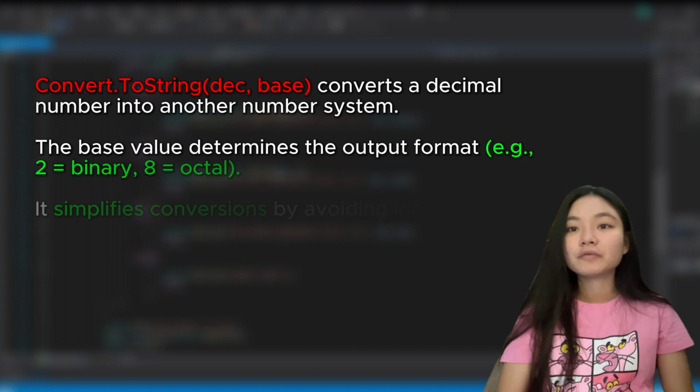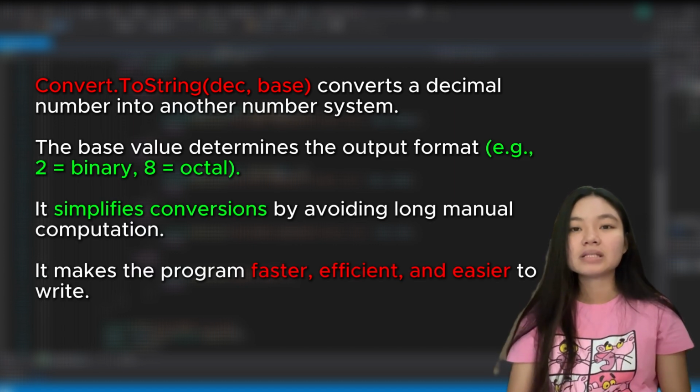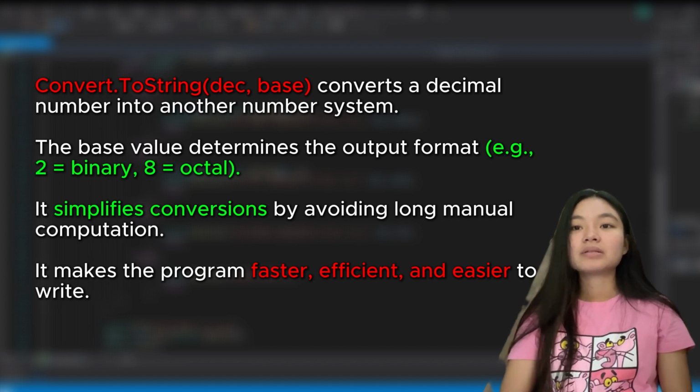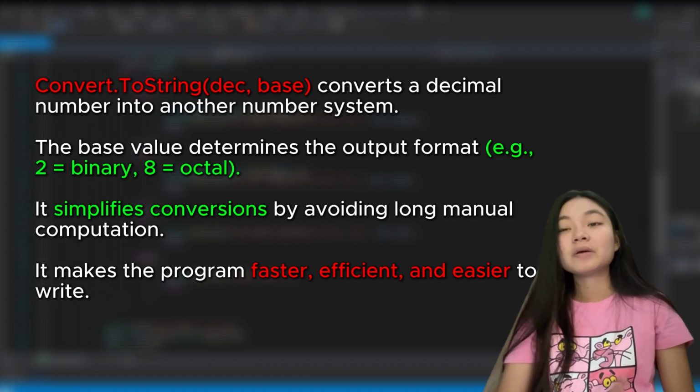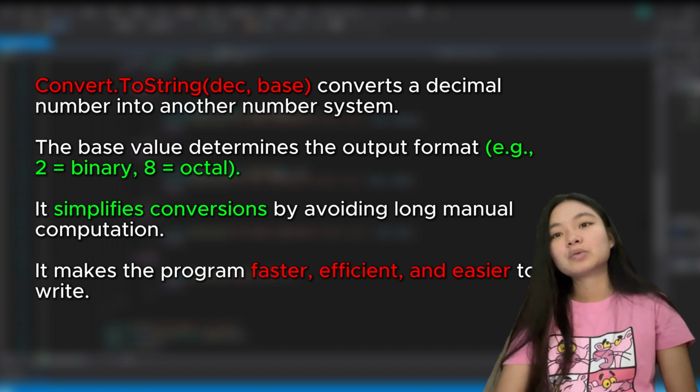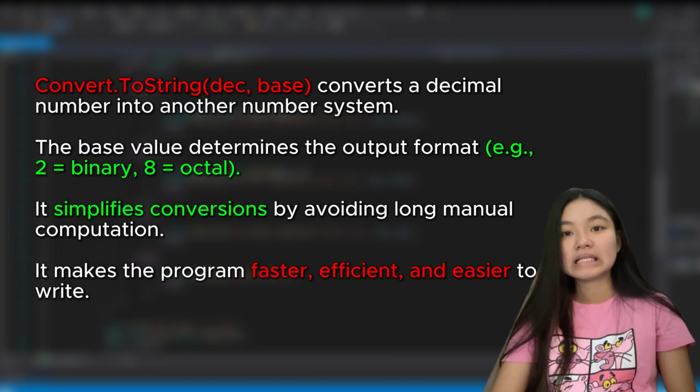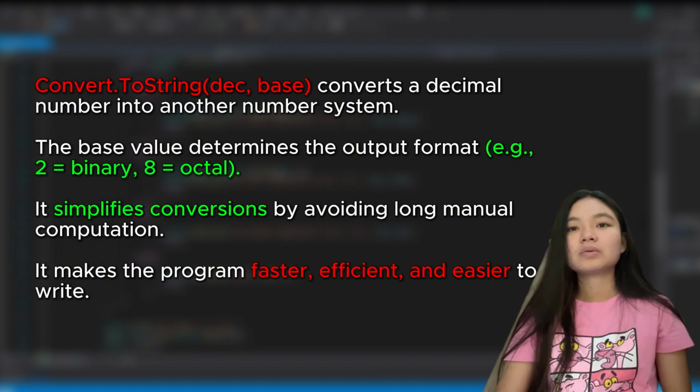The method Convert.ToString(decimal, base) plays an important role in this program. It allows the program to convert a decimal number into another number system simply by changing the base value. For example, if the base is 2, the result will be in binary form, and if the base is 8, the result will be in octal form. This makes the conversion process easy and efficient without needing to write long manual calculations.